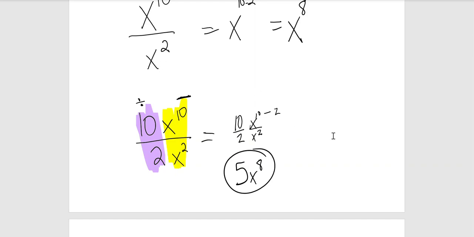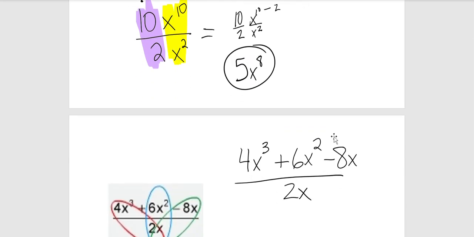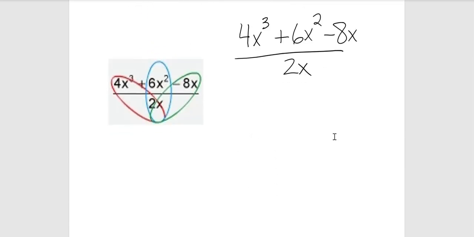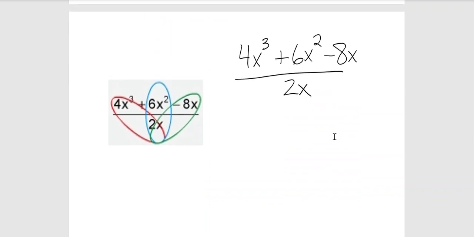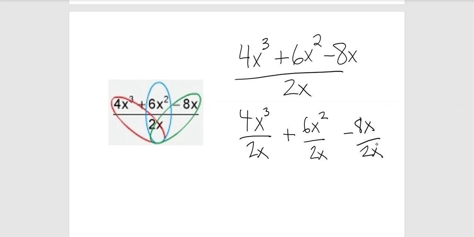We just divided a monomial by a monomial. We can also apply that when there are multiple terms, as long as we make sure and we divide each term by that monomial in the denominator. So we can separate that and say we've got to do the 4x cubed divided by 2x. And we have to do the 6x cubed divided by 2x. And we have to do the negative 8x divided by 2x. So each term gets divided by the denominator.